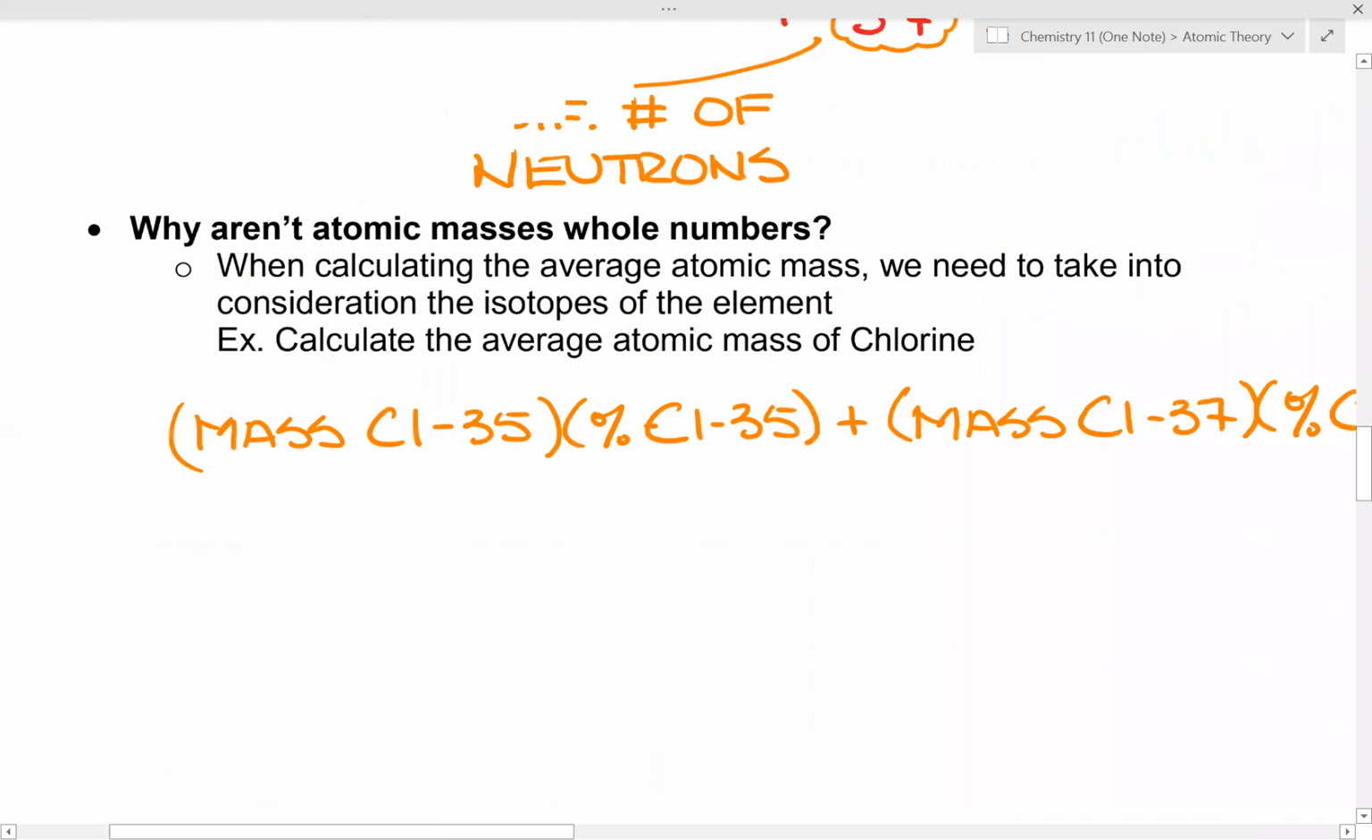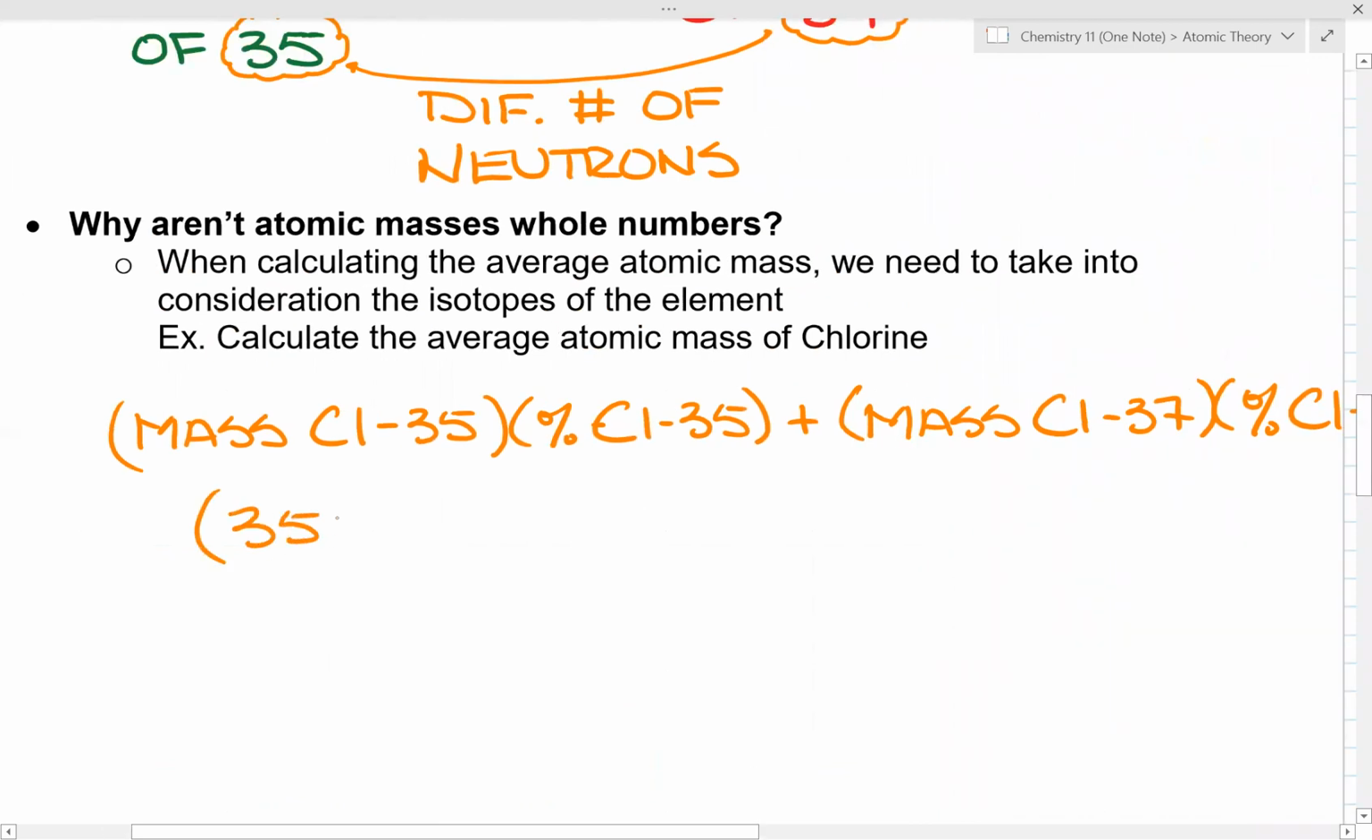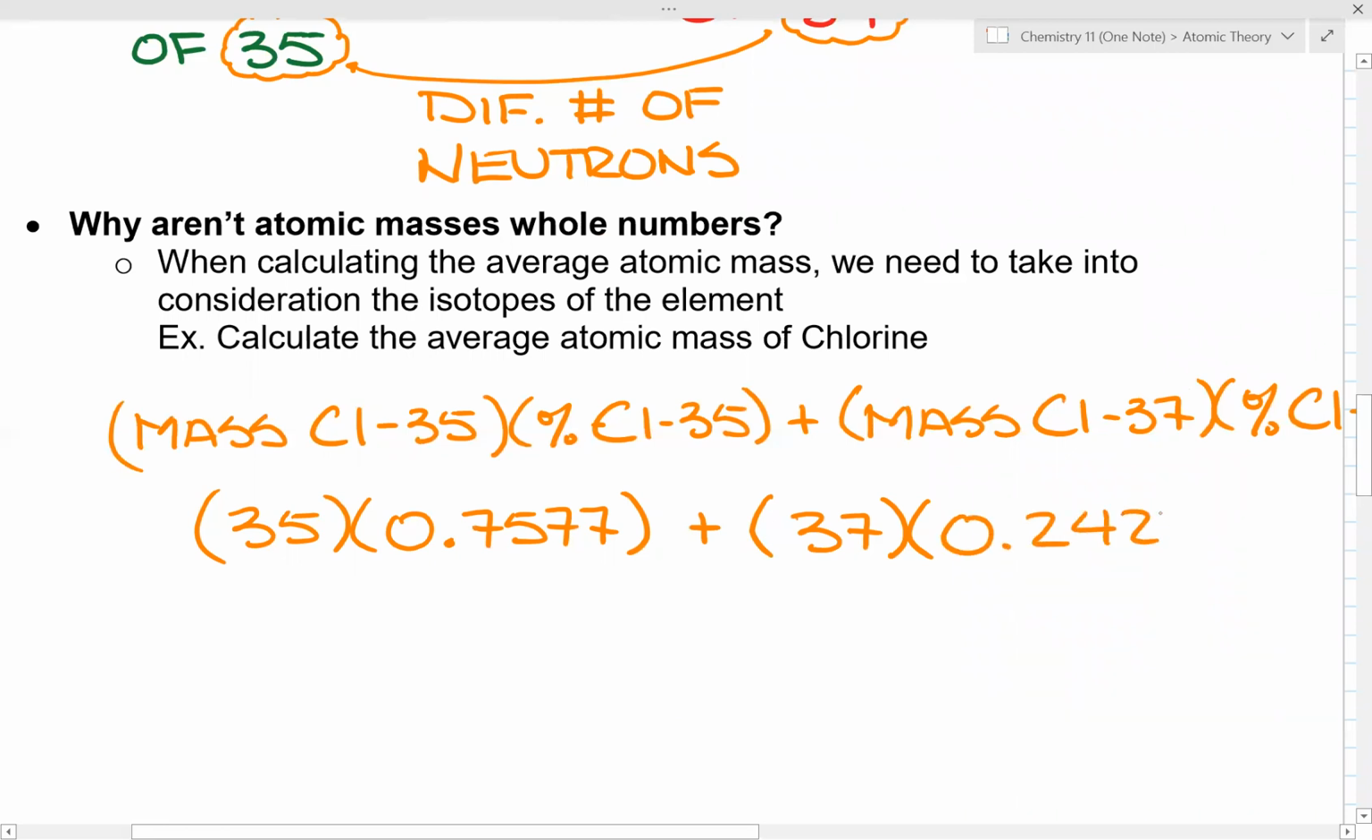So the mass of chlorine-35, in this case, is 35 times the percentage of chlorine-35, which is 0.7577. I just changed the percentage to a decimal, plus the mass of chlorine-37, which is 37, times the percent abundance, which is 0.2423. And so if we were to add all of this up, we have 35 times 0.7577 plus 37 times 0.2423. I get an answer of approximately 35.485.